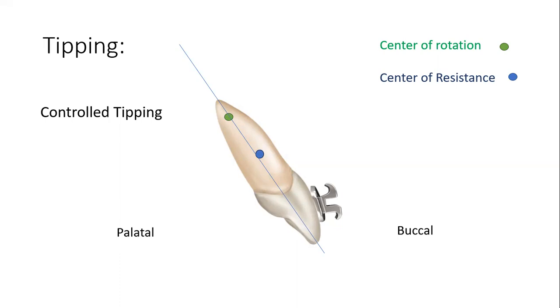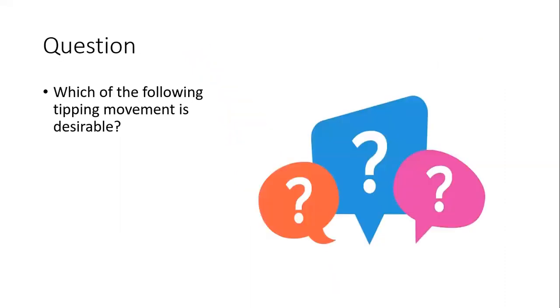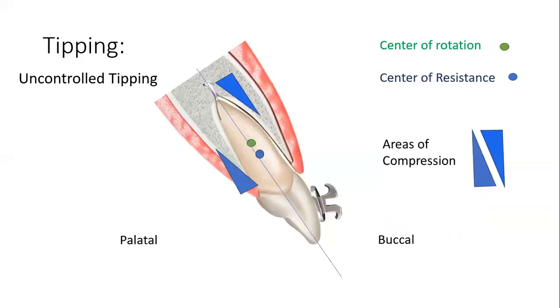So before we proceed further, I have one more question for you all. Which of the following tipping movements is desirable? Uncontrolled tipping or controlled tipping? Let's move towards the further explanation of these movements.